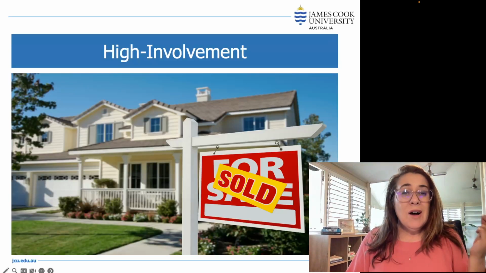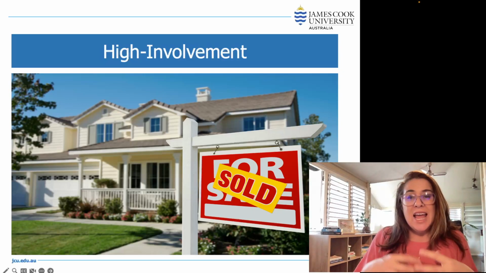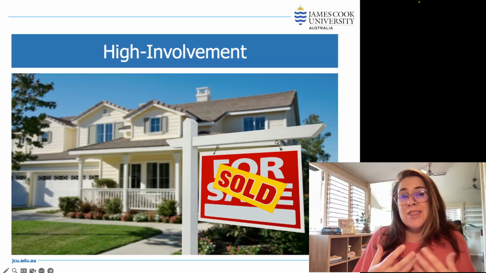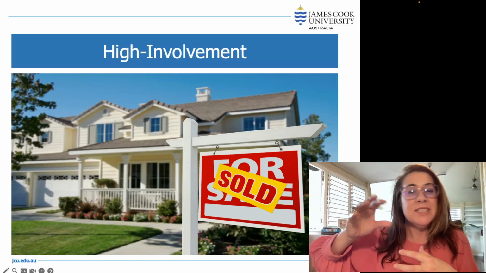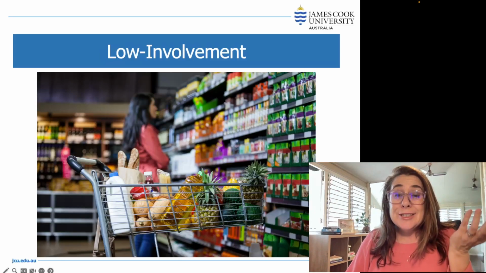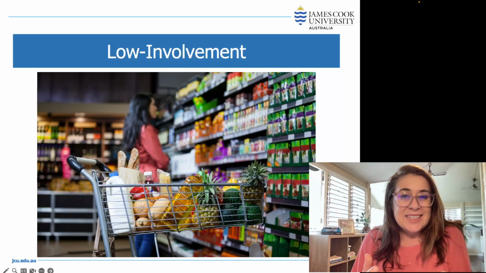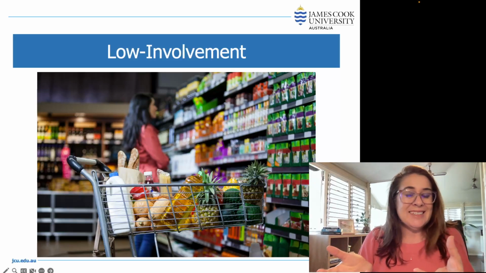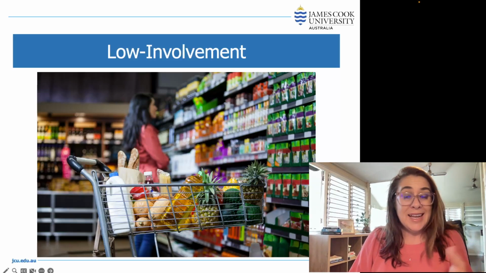So for example, a high involvement product such as buying a house tends to be something that is visible to others. It's expensive and it is of great importance. So therefore there is a high level of involvement and time taken in that decision-making process. On the other hand, a low involvement product tends to be less expensive and has less associated social risks, such as buying our daily grocery items or a book, or maybe even a piece of clothing from a store.